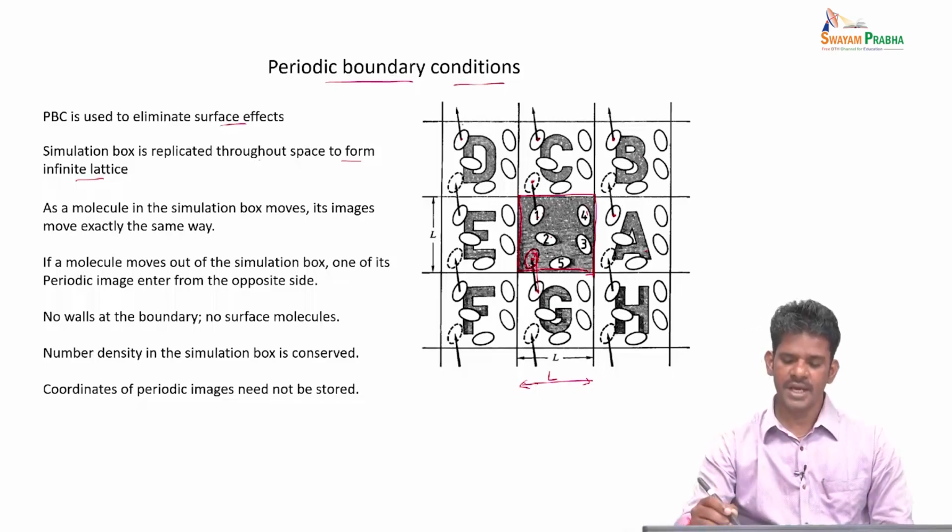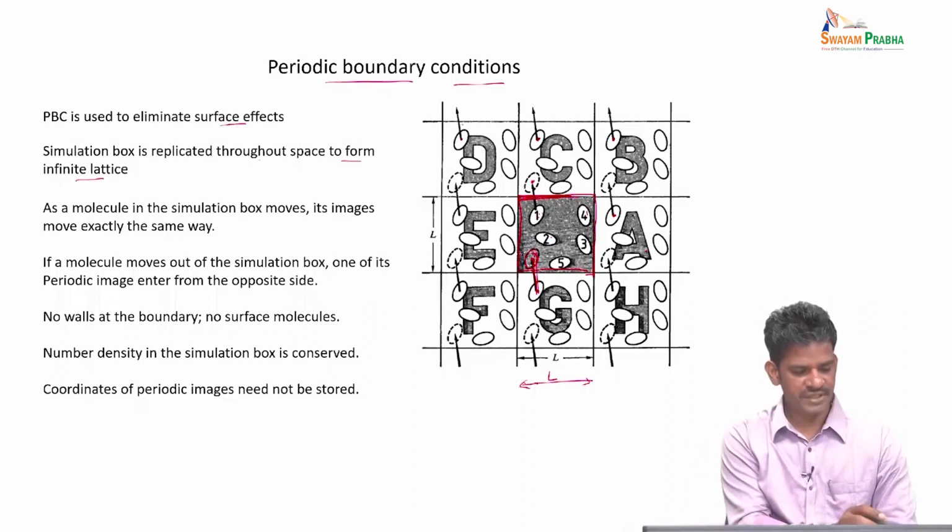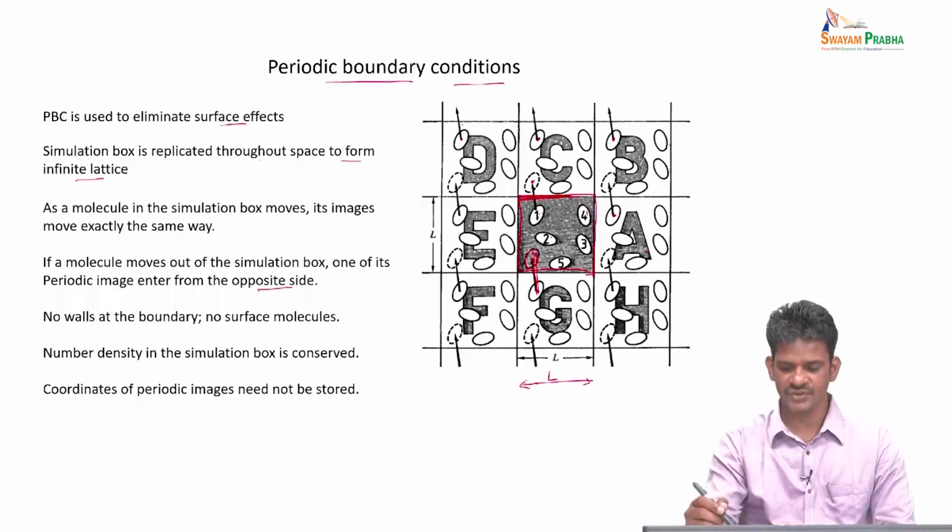In other words, when this molecule crosses a boundary, it doesn't really feel any boundary. There is no effect of this boundary here, because anytime something goes out, it's basically coming from the other side, like a loop. That's what is mentioned here. If a molecule moves out of the simulation box, one of its periodic images, the same molecule, enters from the opposite side. That's what I was trying to explain here.